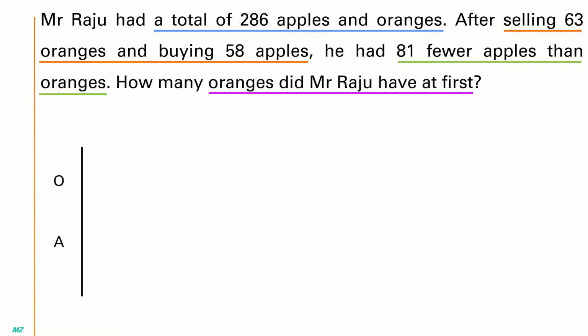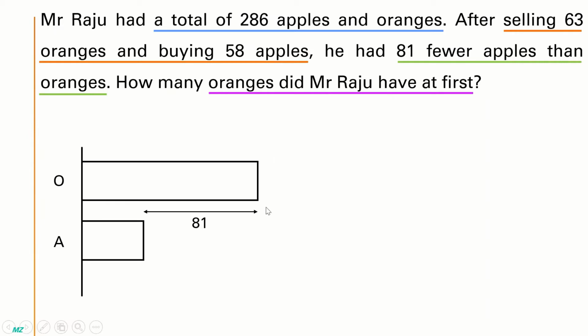So we have apples and oranges, and after Mr. Raju sold some oranges and bought some apples, he had fewer apples than oranges. So this will be 81 fewer apples than oranges. Because he sold 63 oranges, initially we have 63 more oranges right over here, and because he bought 58 apples, we have to take away 58 in order to find the number of apples and oranges at first, and the total will be 286.